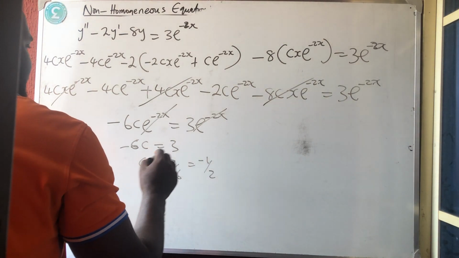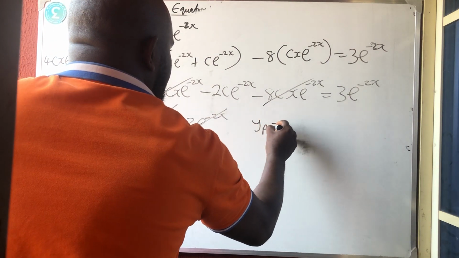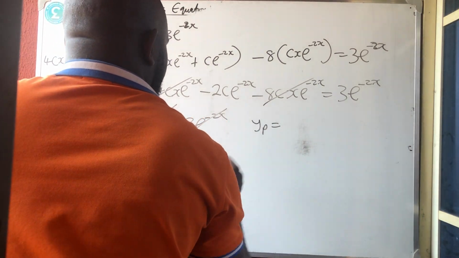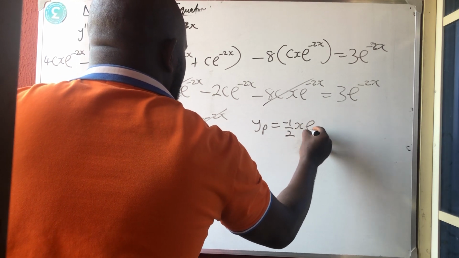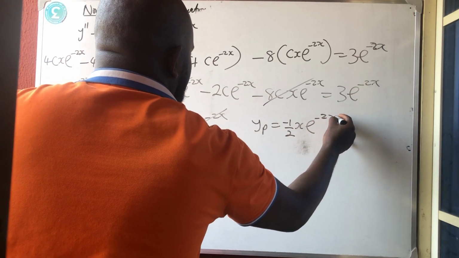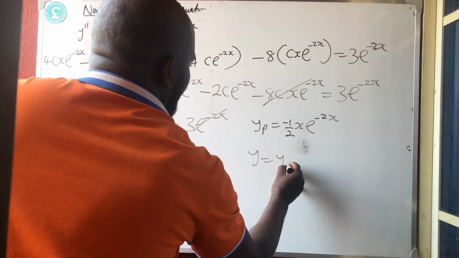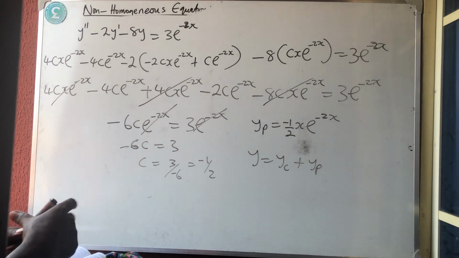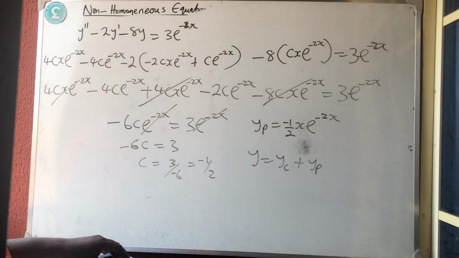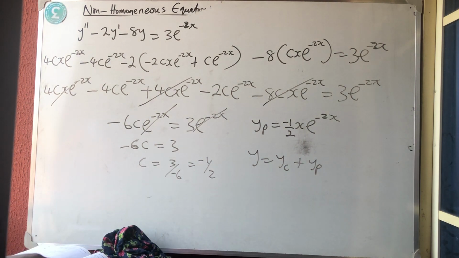So which means my yp is equal to what? My yp is now minus 1 over 2 x e raised to power minus 2x. So my y will now be what? Yc plus yp. So put what is my yc and then put what is my yp, and then you get your result. So that is that.